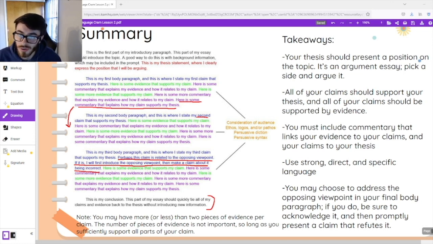And I kind of color-coded it for you, right? The introduction and the conclusion are in black. The thesis is in red. The claims are in blue. Evidence is in green. Commentary is in purple.